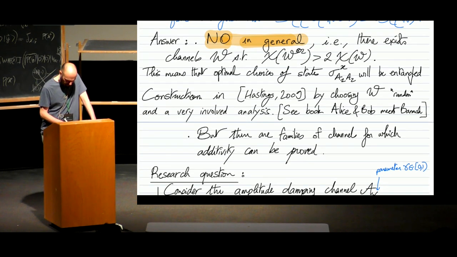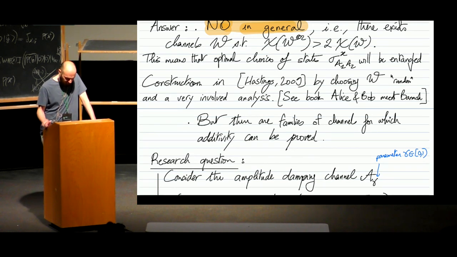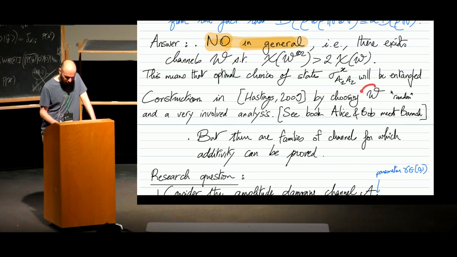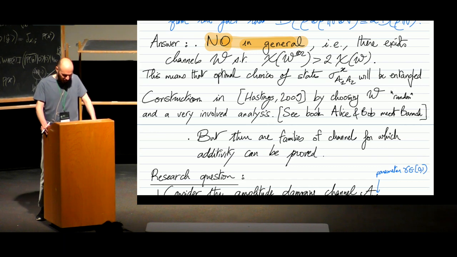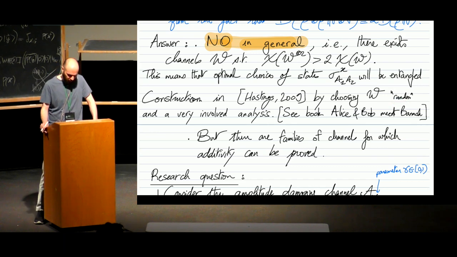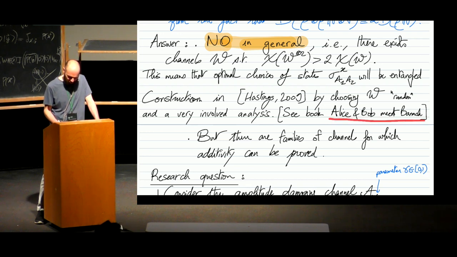If you're interested in this, the first construction was done by Hastings in 2009, and it's quite a complicated construction. The W is not a natural channel for which this holds. You really have to construct this channel in a very delicate way, using a random construction and a delicate argument. If you're interested in more about the use of geometric analysis in quantum information, I also recommend this book, which also has this argument. It's called Alice and Bob Meet Banach.